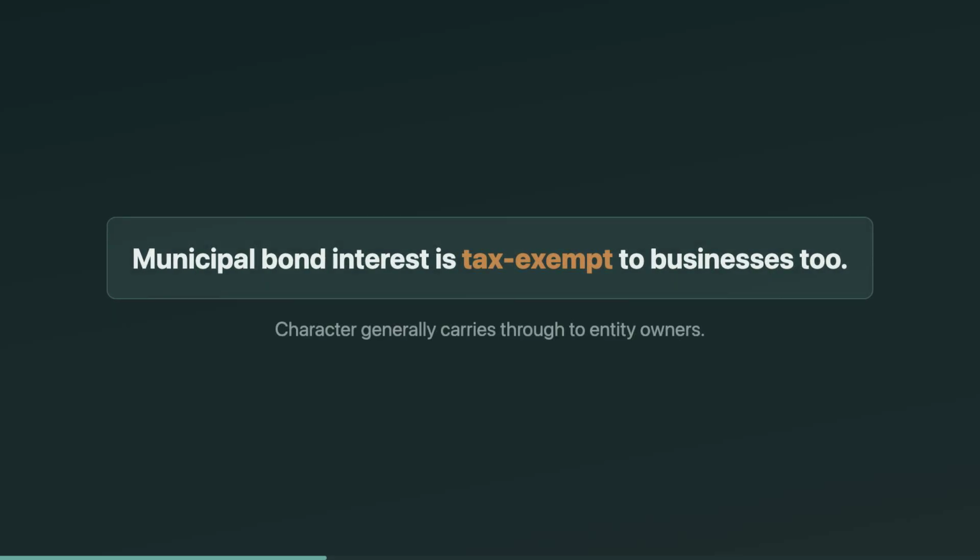Tax-exempt means it keeps its character even inside a business. The classic example is municipal bond interest. If a partnership or corporation holds muni bonds, the interest is still tax-exempt. It may still show up on an information return or K-1 for reporting, but it's not included in taxable income. Exam tip: don't confuse reported with taxed.